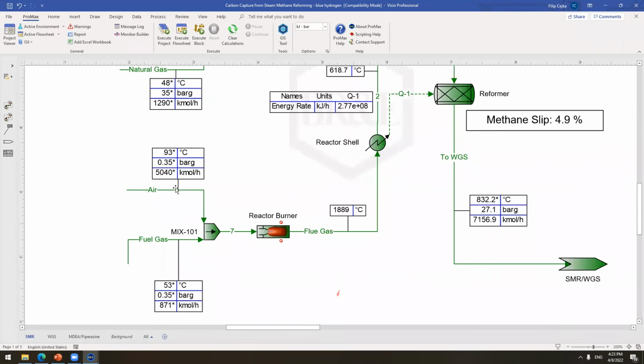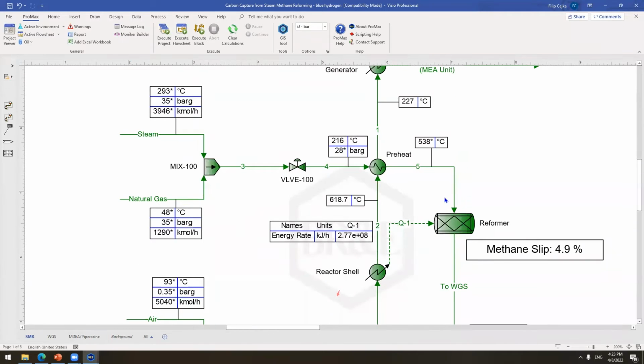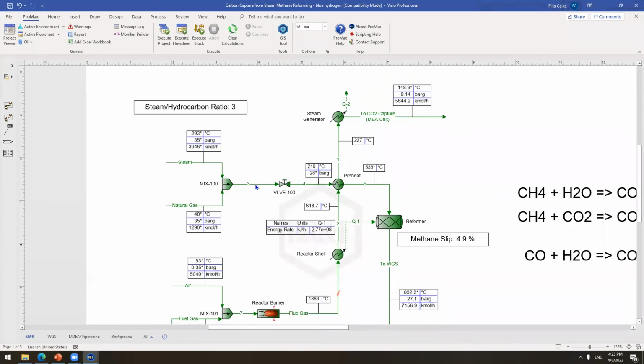So we have air that is mixed with a fuel gas. We're going to burn it in a burner, and that's going to create a flue gas. This is basically the heat that we need for our reformer. And what is in the reformer? It's going to be steam mixed with natural gas. So we mix the steam with natural gas, and this is basically the process. It's called steam methane reforming.